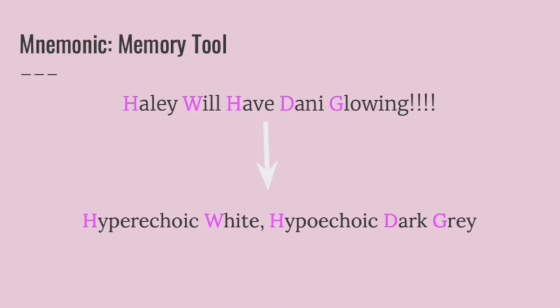A memory tool I came up with is "Haley will have Danny glowing." I came up with this saying because I always have trouble remembering what color tissue hyperechoic and hypoechoic are. They have very similar spelling and can be easily confused. I have a friend named Haley and Danny, so this is what came to mind, and I keep repeating this in my head. Hyperechoic white, hypoechoic dark gray.